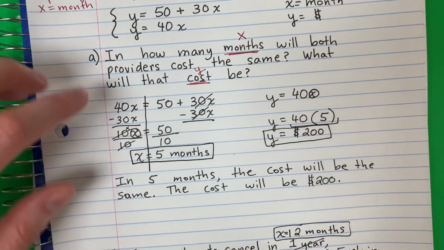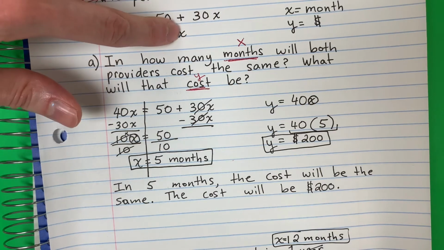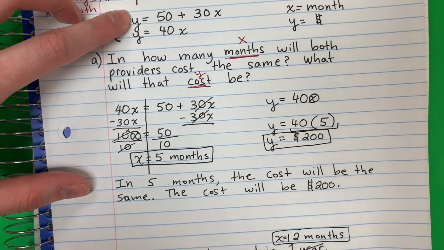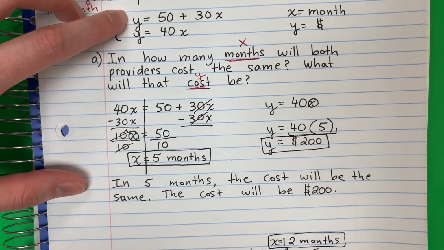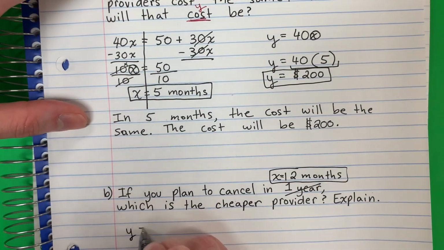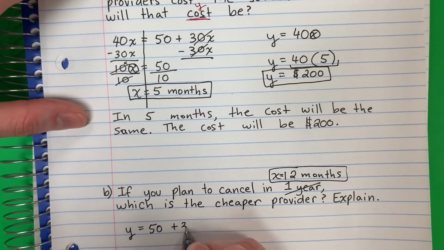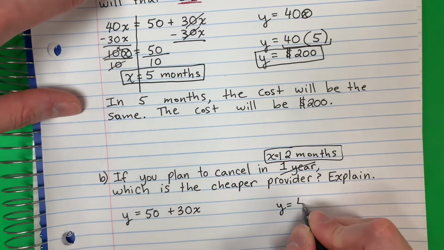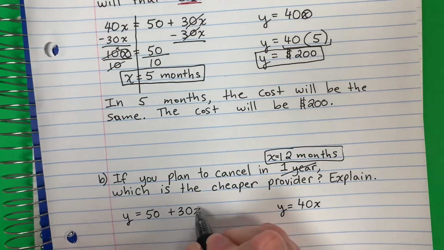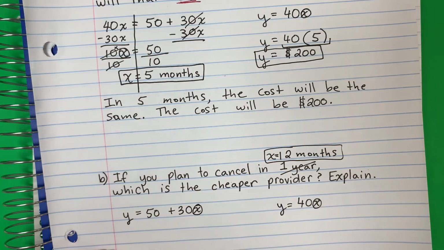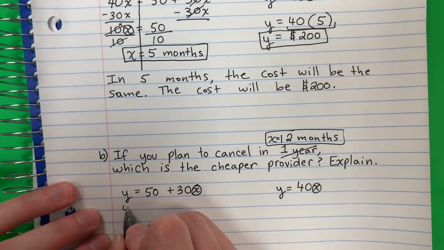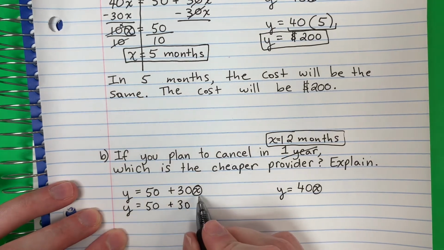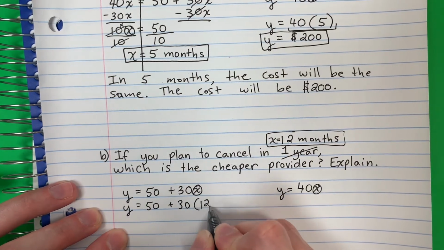So I'm going to change the X here, okay? And I'm going to put 12, y voy a poner 12. So let me copy the first one. Voy a copiar la primera. Y equals 50 plus 30X. And the second one, y la segunda. Y equals 40X. I'm going to change X for 12, por 12. So copy Y equals, copy 50, copy plus, copy 30. No X, parenthesis 12.